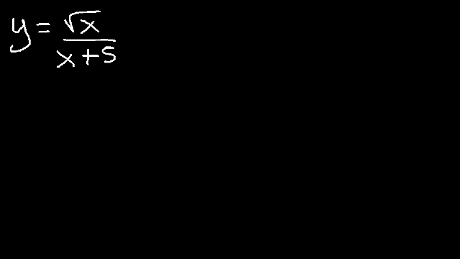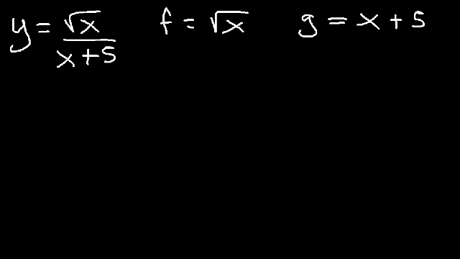Let's try one more example using the quotient rule. So let's say that y is equal to the square root of x divided by x plus 5. So we can see that f is the top part of the function, it's radical x. g is x plus 5. So g prime is just 1. The derivative of x is 1 because we have 1x. And for the constant 5, that turns into 0.